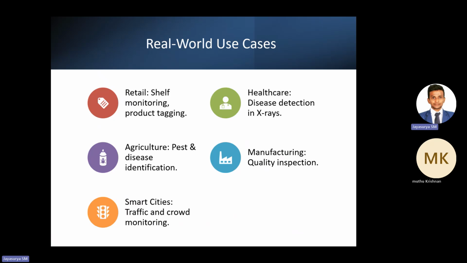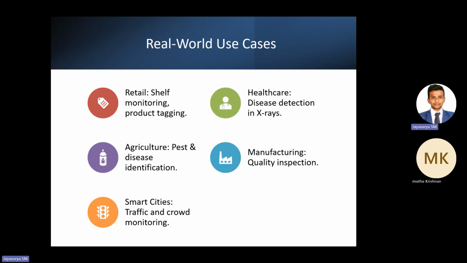The next is healthcare, for disease detection in X-rays. We'll be training the model with a large number of X-ray images, classifying it, tagging it and annotating it, and training with a large dataset for better accuracy. The third is agriculture, to detect pests and identify diseases. The fourth is manufacturing, for quality inspections, whether the quality is above par or below par. And the fifth is smart cities, for traffic and crowd monitoring.